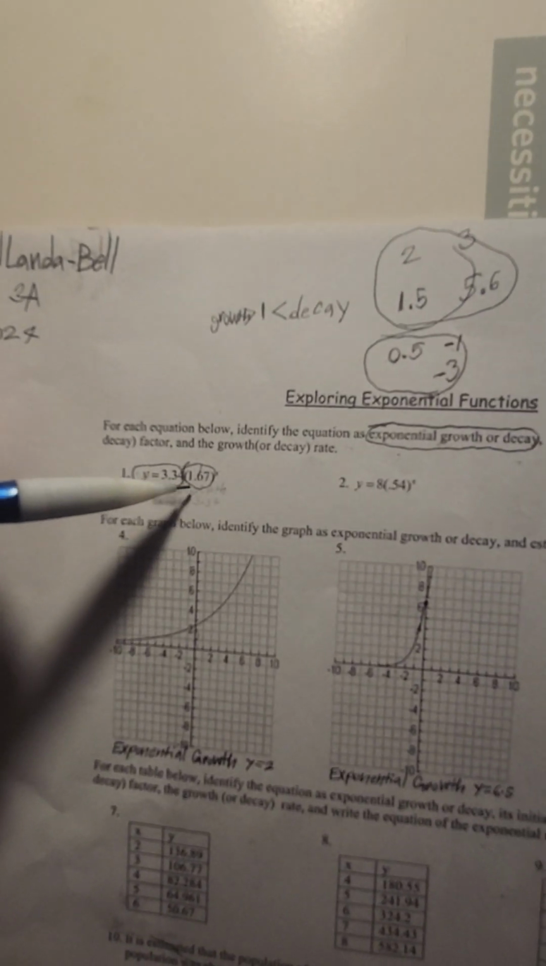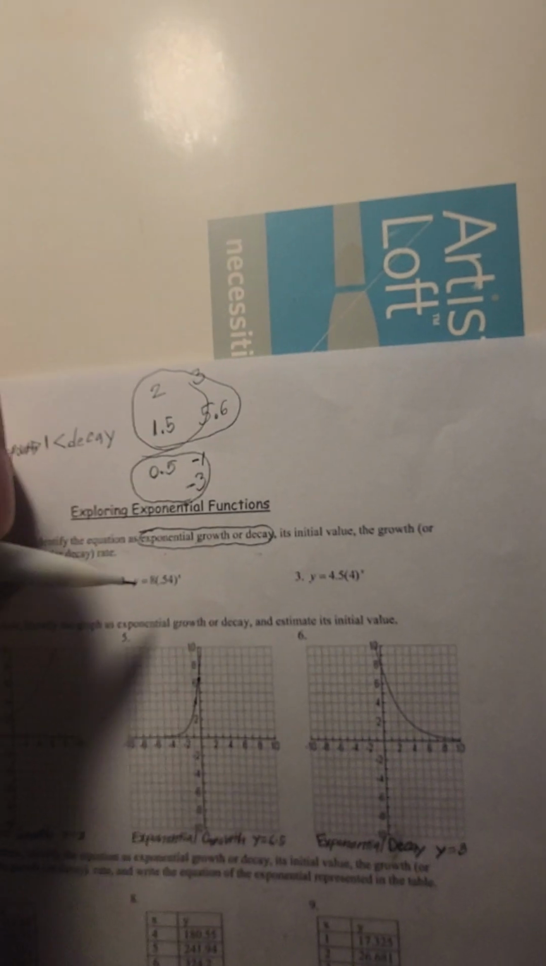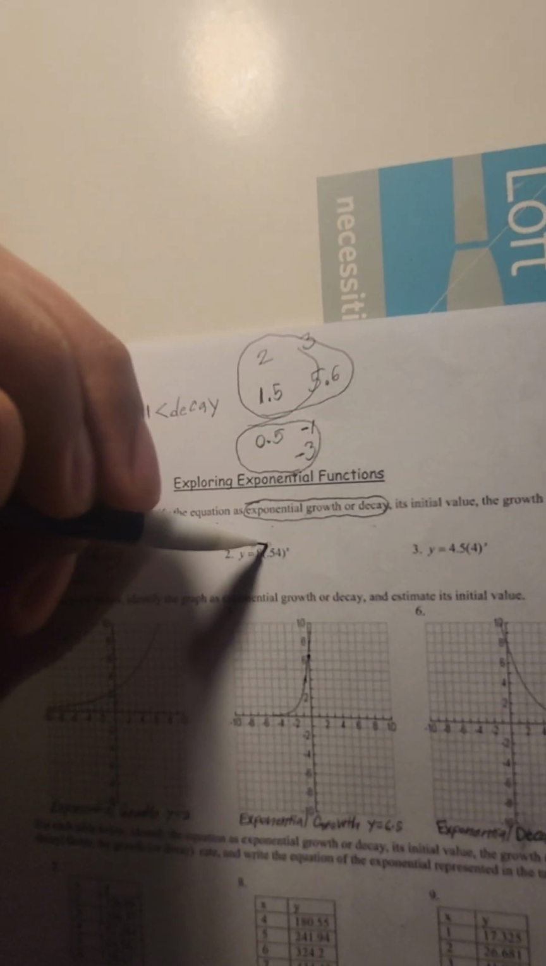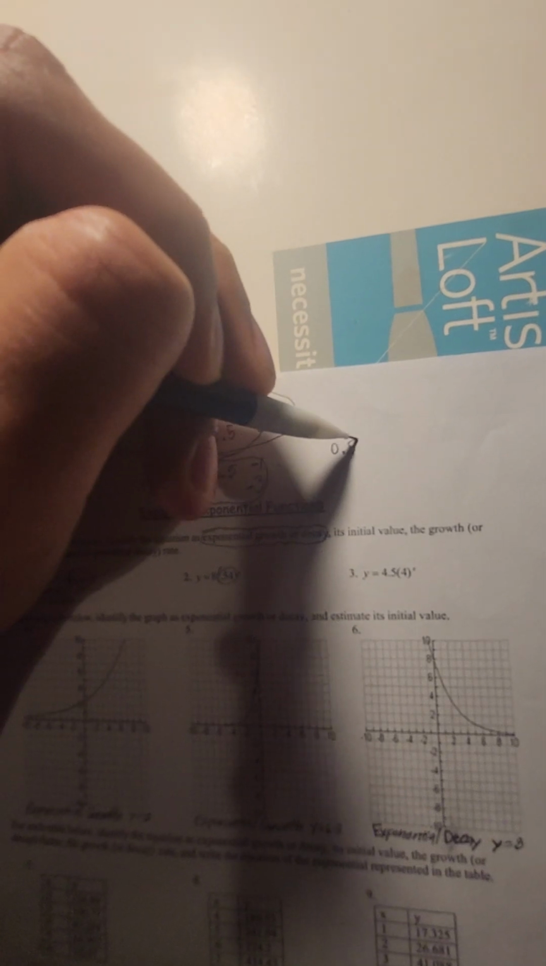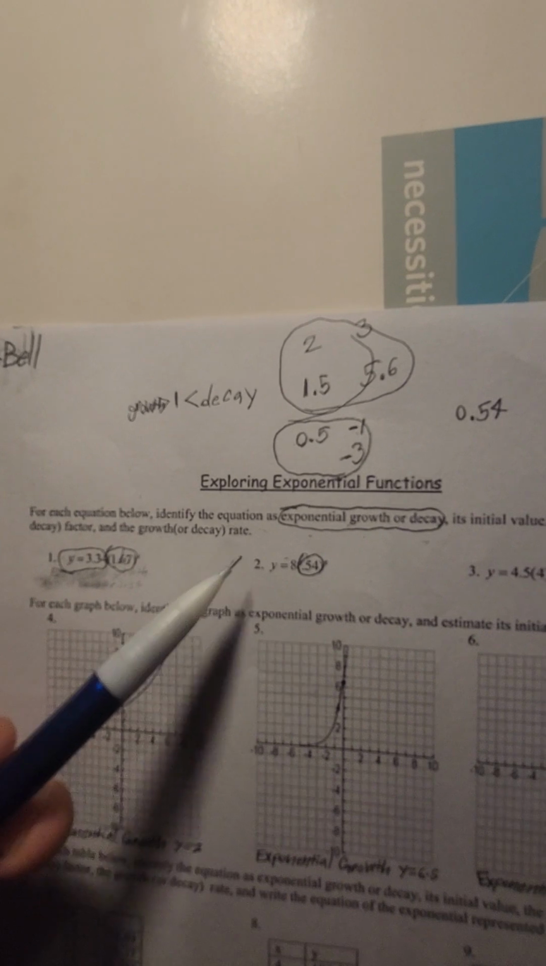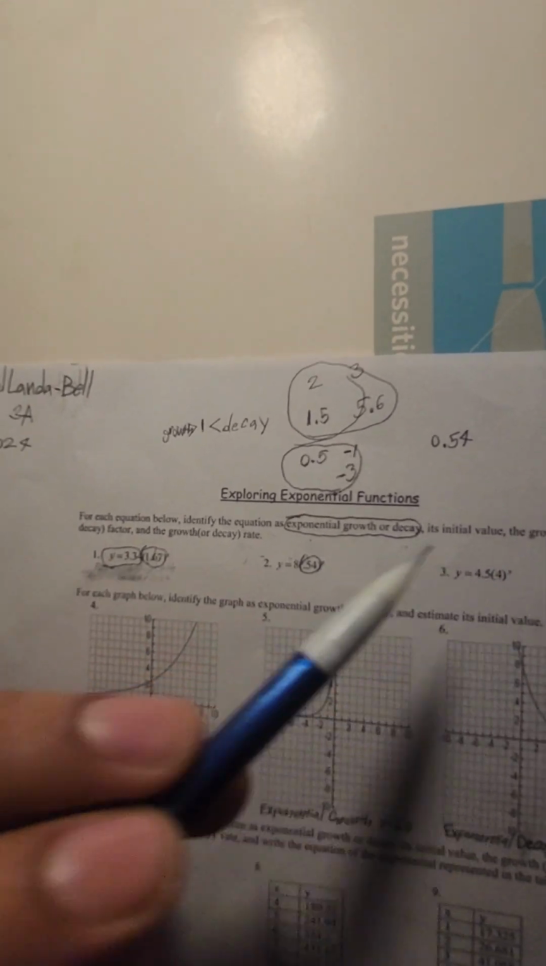So I can tell this is exponential growth because 1.67 is bigger than 1. But if it was like, for example, right here, I can tell this is decay because the number right here is 0.54, and that's less than 1. So this one would be decay. And so you just apply that to all the parentheses. So that's the first one. That's how you find the exponential growth or decay.